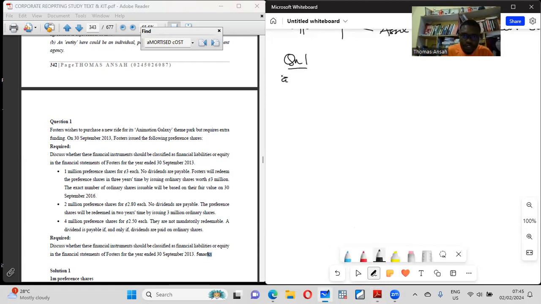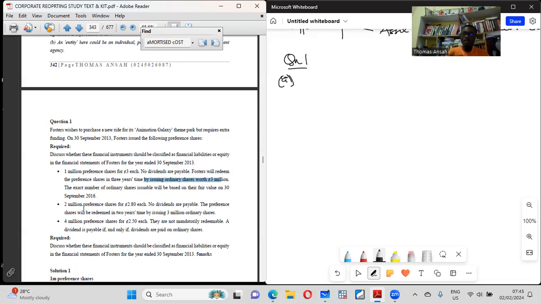So question 1A, 1 million preference shares for each, 3 cedis each. No dividends are payable. Foster will redeem the preference shares in 3 years' time. No dividends are payable means it kind of seems like it is not redeemable? But no, it is redeemable in 3 years' time. It is redeemable by issuing ordinary shares worth 3 million. The exact number of ordinary shares issuable will be based on their fair value at September 2016. Clear cut.